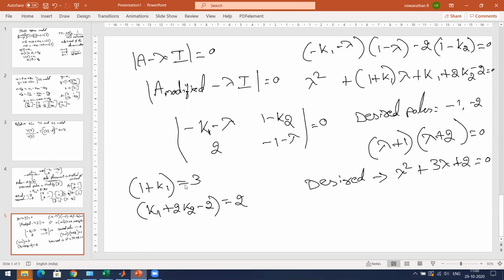So what is K1 equal to? K1 is 3 minus 1, which is 2. So substitute this 2 here. What will you get? K2 equal to? K2 will be 1, sir. K2 will be equal to 1. So now K1 equals 2 and K2 equals 1.